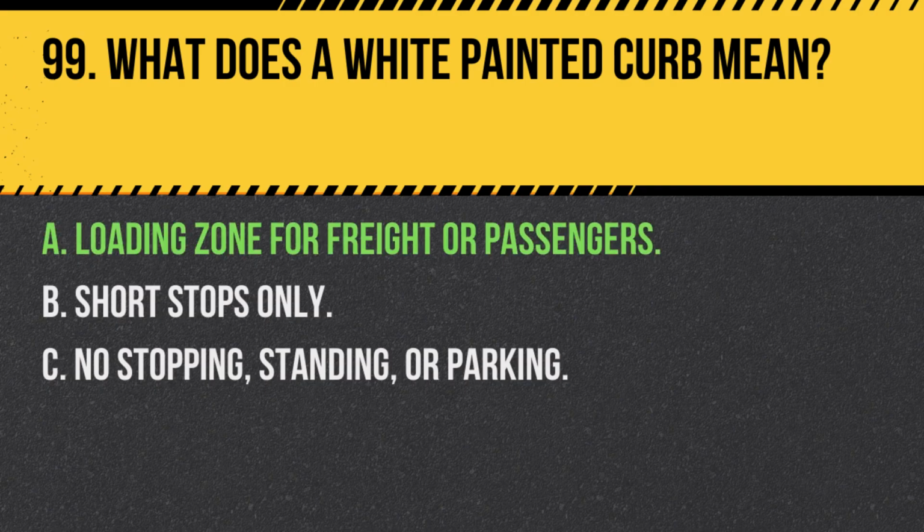Answer: A. Loading zone for freight or passengers. Different curb colors denote specific parking or stopping rules.